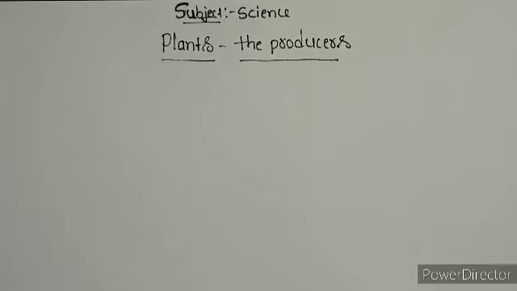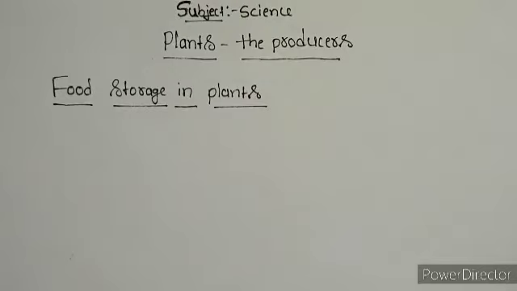So students, in the previous class we learnt the structure of a leaf and photosynthesis. We know the process by which green plants prepare food from carbon dioxide, water, and minerals in the presence of sunlight is called photosynthesis. After preparing food, what happens to it? It is stored.